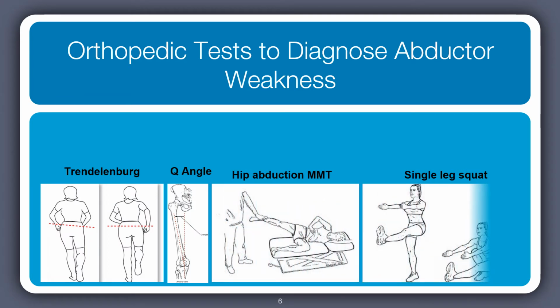So when diagnosing your weakness, there are some orthopedic tests that are utilized. This is not a substitute for a diagnosis, but the tests we most often use in the clinic are the Trendelenburg test, the Q-angle test, hip abduction manual muscle testing, and the single leg squat. It's going to give us a good sense of the health of the abductor muscles.